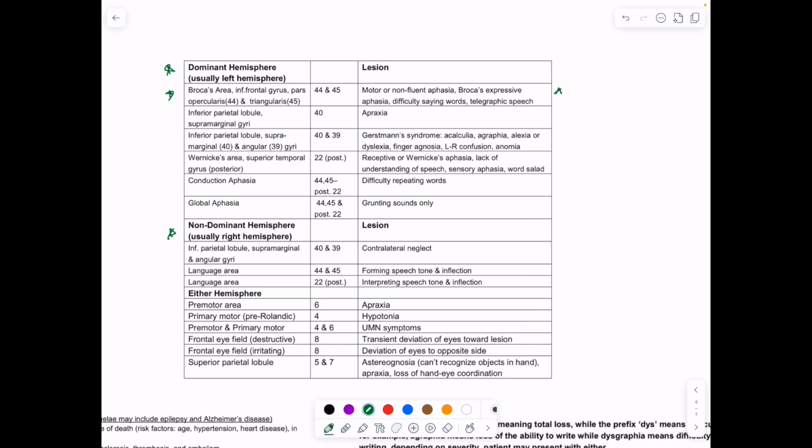So usually on the left hemisphere, if you damage Wernicke's area, you're going to have difficulty understanding speech. Again, this is unique to the dominant hemisphere.